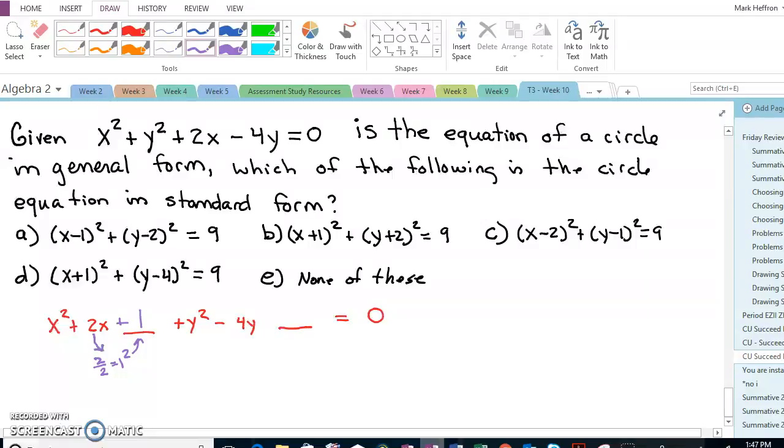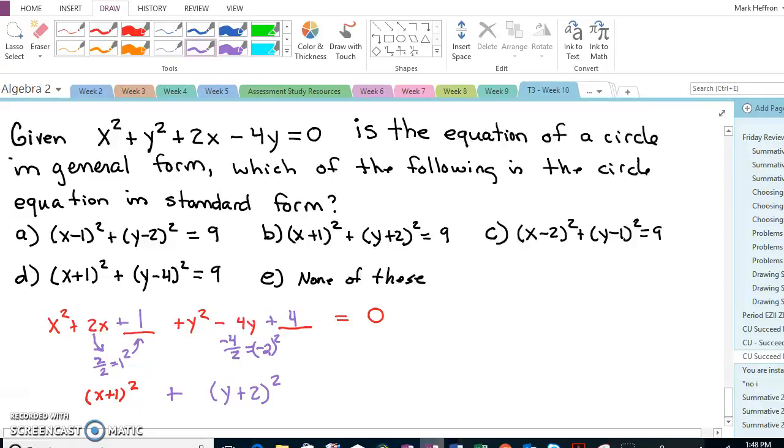But what that allows me to do then is to factor x squared plus 2x plus 1 into x plus 1 squared. Same thing here. I'll take negative 4, divide it by 2, and get negative 2. When I square that, I get 4. And now I have y squared minus 4y plus 4, which can be factored into y plus 2 quantity squared.